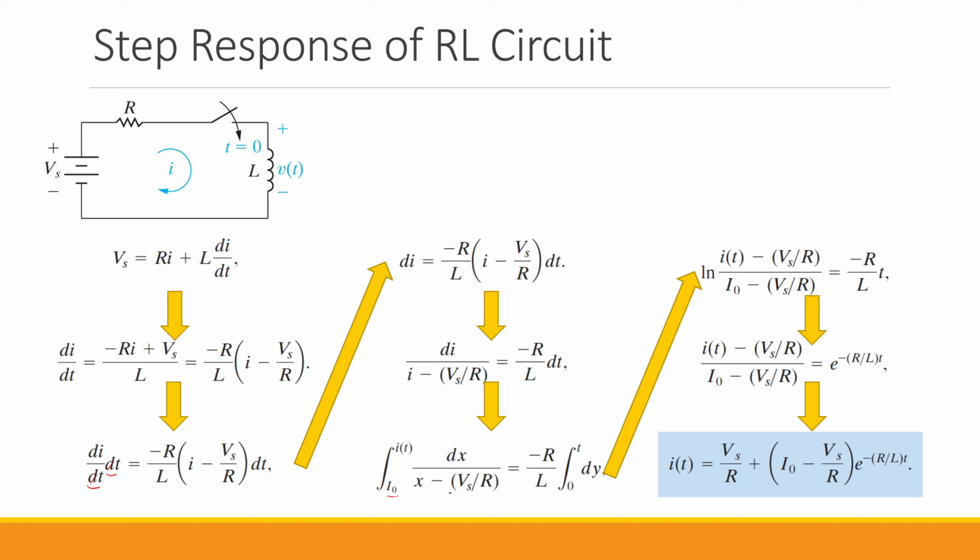It is only for representation purposes. So we have dx over x minus Vs over R. And I do the same for the right side of the equation too. Negative R over L is a constant, so you can take it out of the integral. For the integral, we have to calculate the integral for time from 0 to any given time t. And again, to avoid the confusion, I change the variable from t here to y in the integral. This is only for representation purposes, and it doesn't have any effect on the calculations.